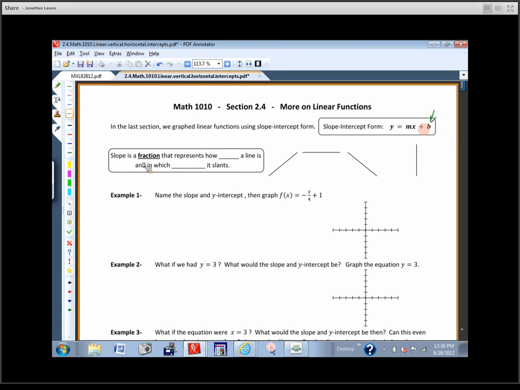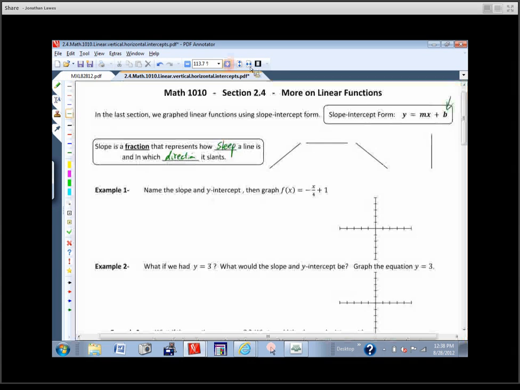Okay? And we described the slope as a fraction. It's always a fraction that represents what? Okay, how steep the line is, and what else? Okay, and the direction it slants. So the number represents the steepness, and the sign tells us which direction it slants.